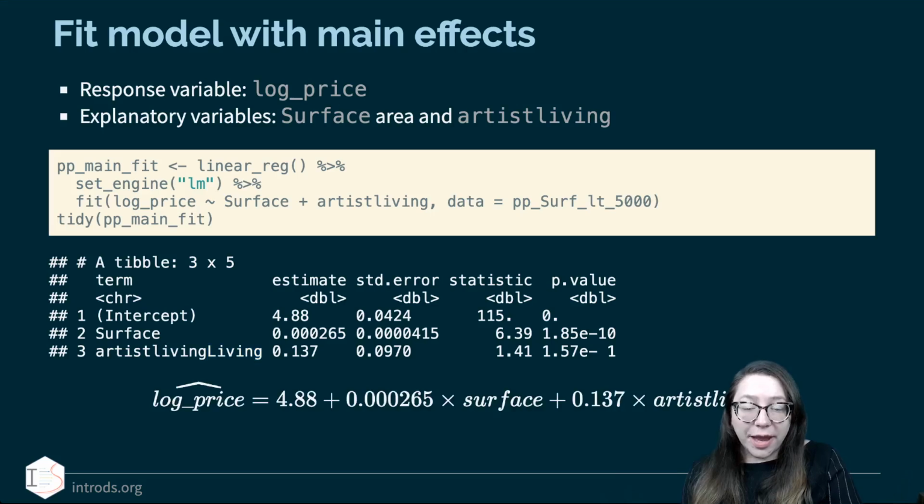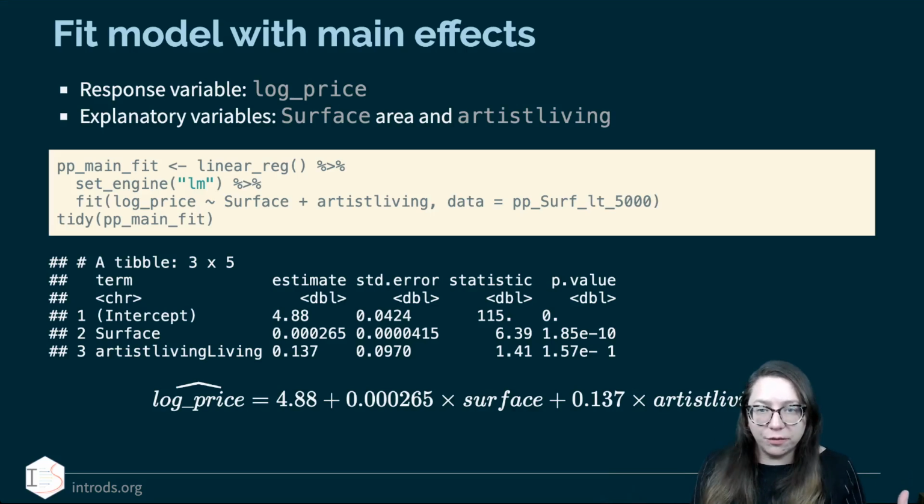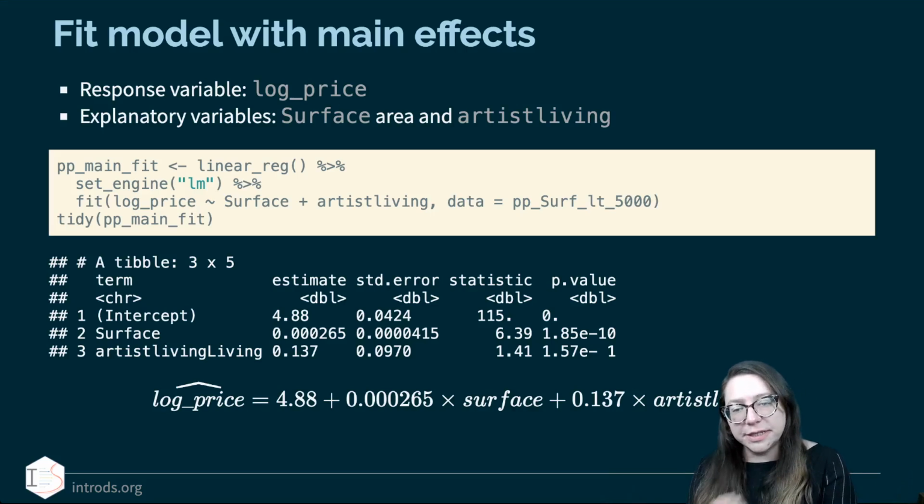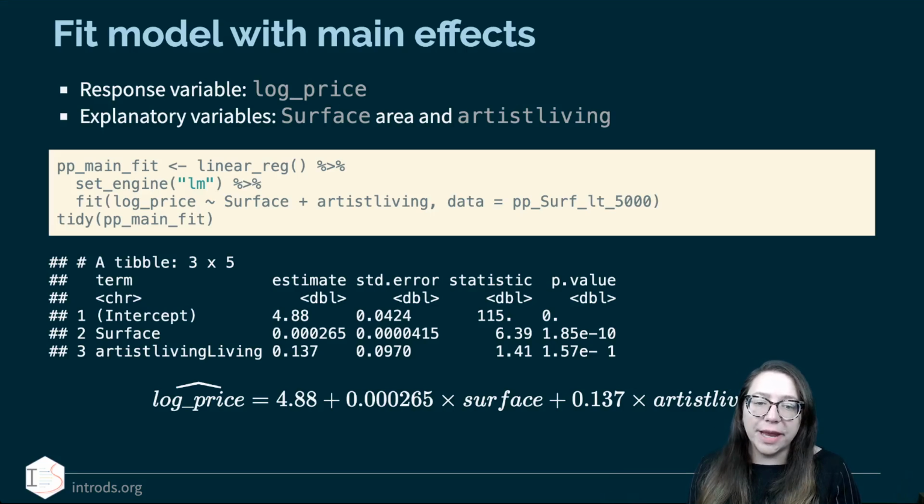And here is another look at basically that same output, except written out as a model. The predicted log price is 4.88 plus the slope for the surface area times the actual surface area of the painting, plus the slope for artist living times whether or not the artist is living or deceased. So we would plug in a 0 or a 1 depending on that.